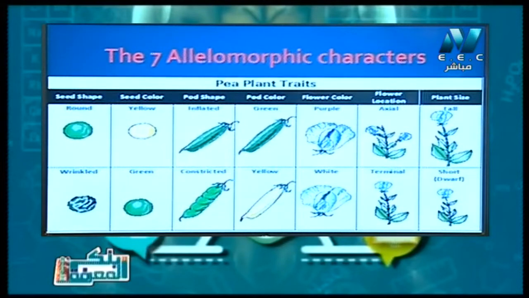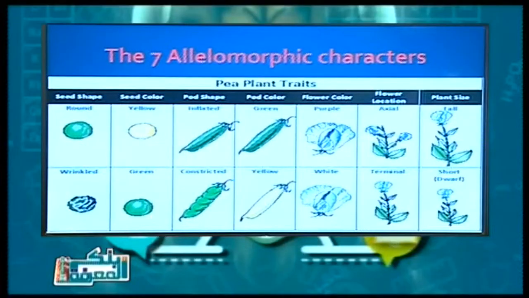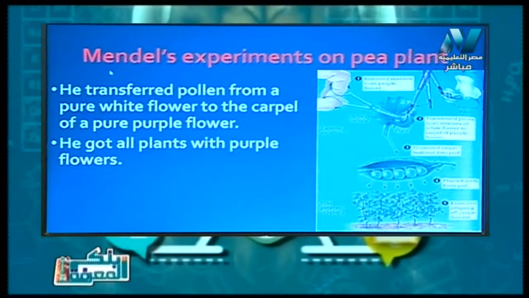As you notice here, for each character there are 2 shapes, 2 phenotypes, 2 morphological characters. So this is what we call the allelomorphic characters. In Mendel's experiment, we could notice from this picture that he transferred pollen from 1 flower to the other one, to make cross-pollination.